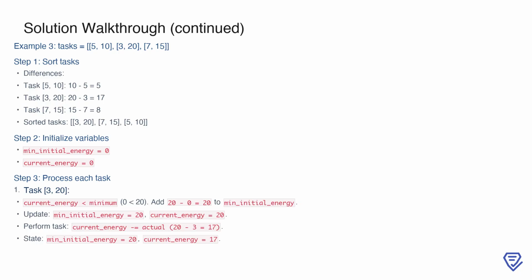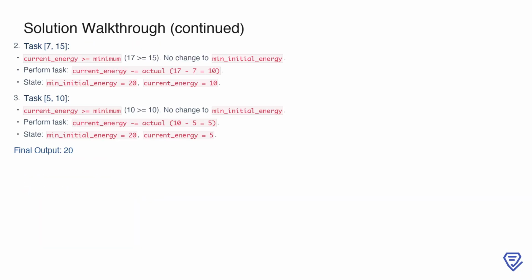We initialize min_initial_energy and current_energy to 0, as usual. Starting with the first task, [3, 20], current_energy is less than the minimum, so we add 20 to min_initial_energy, setting it to 20, and updating current_energy to 20. Performing the task reduces current_energy by 3, leaving it at 17.